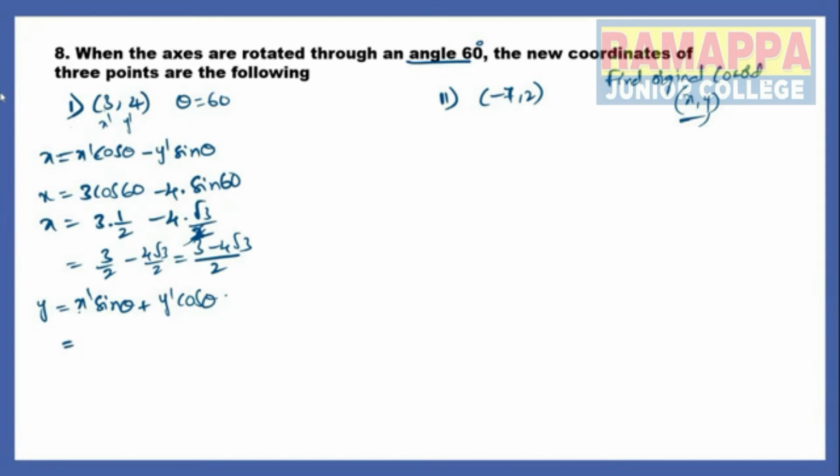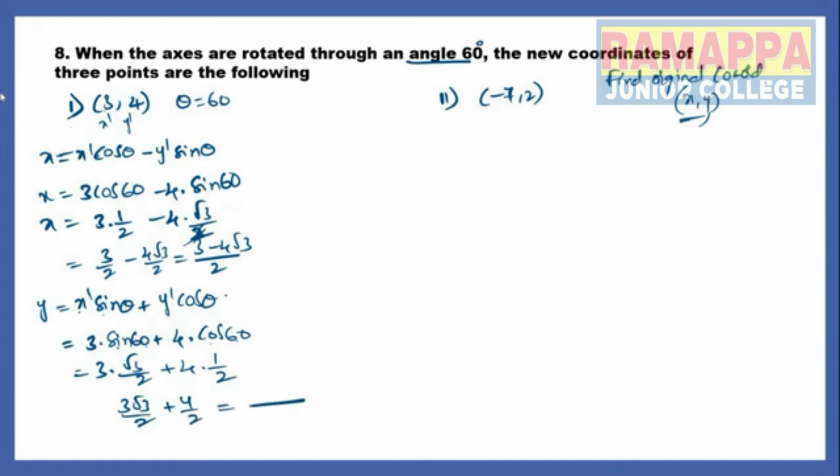And next one, y. y is 3 into sin 60 plus 4 into cos 60. Here 3 into sin 60 is root 3 by 2, plus 4 into cos 60, 1 by 2. So it will become 3 root 3 by 2 plus 4 by 2. It will become 3 root 3 plus 4, all by 2. This is the old coordinate.